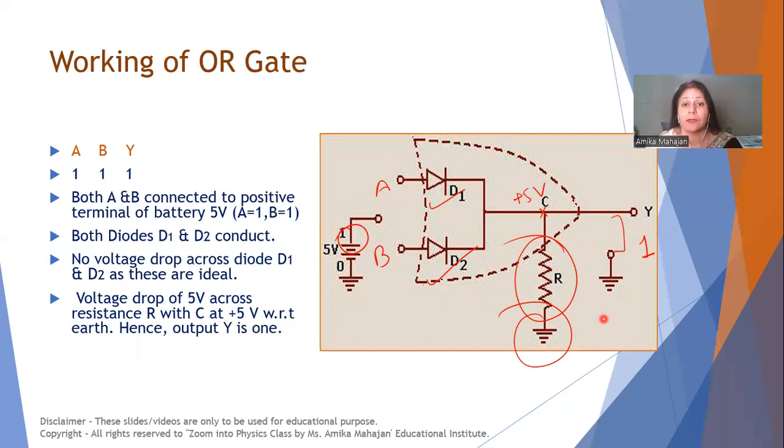So in OR gate, what is happening? We are getting output Y only when either D1 is forward biased or D2 is forward biased or both are forward biased. But we are not getting any output when both diodes are not forward biased, both are grounded.